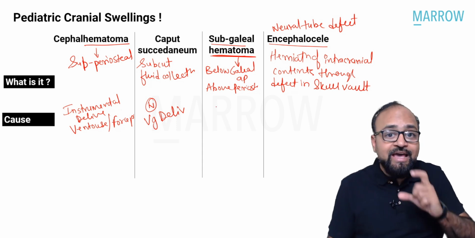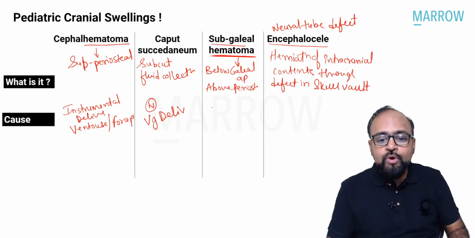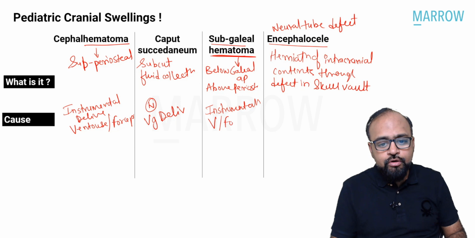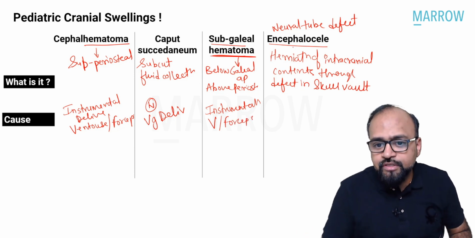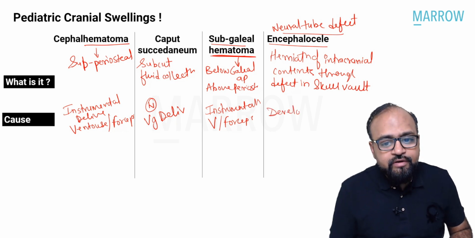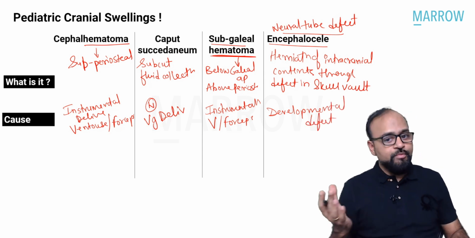Subgaleal hematoma, as it is a hematoma, when will a hematoma occur? Only when there is some trauma. So again, this is a result of instrumental delivery or instrumentation during delivery. So again, ventouse or forceps, right? Encephalocele is what? It is a neural tube defect, I said. So this is nothing but a developmental defect or anomaly.